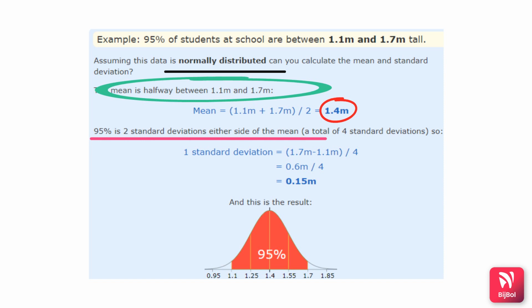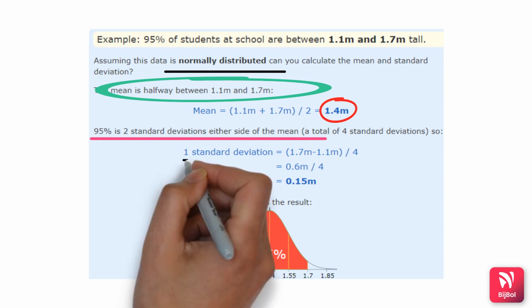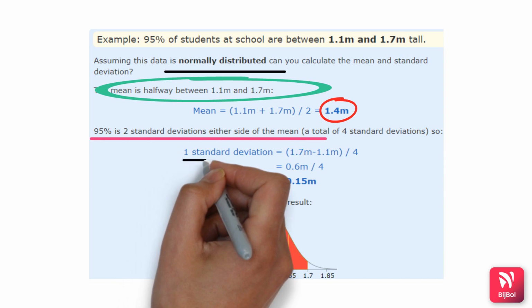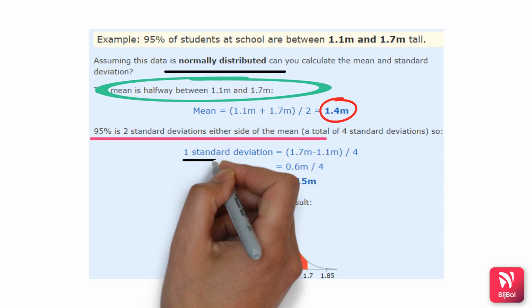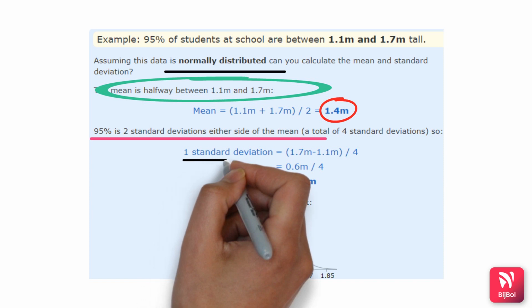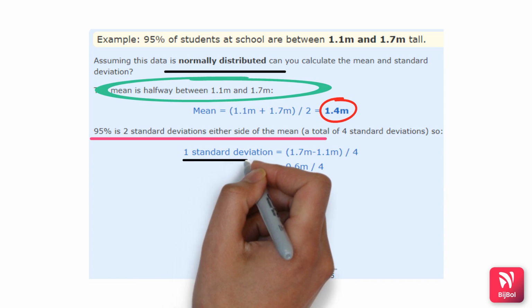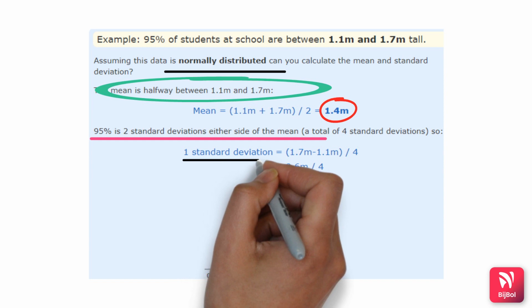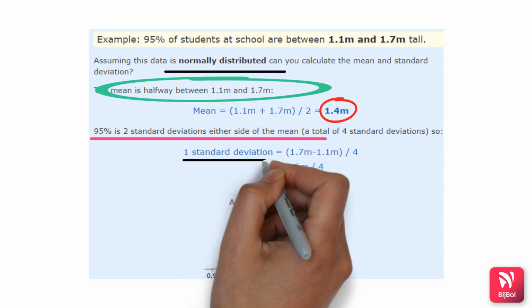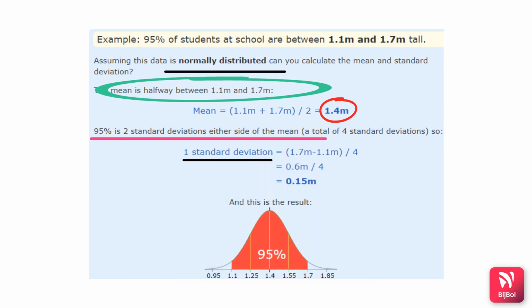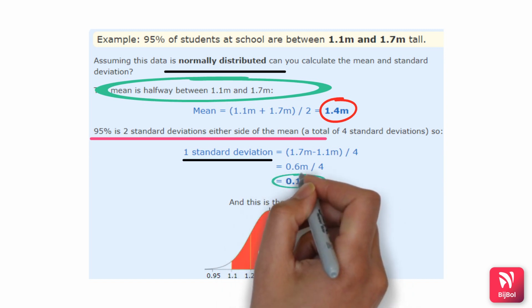So what do you understand by 95% of the students? That means 95% of the children lie between these standard deviations. Now we need to calculate one standard deviation. How do you do it? The highest value is 1.7 and the lowest value is 1.1, that is, it ranges from 1.1 to 1.7. You take 1.7 minus 1.1 divided by 4, because there are 4 standard deviations and you want the value for one standard deviation. When you calculate that, you get a value of around 0.15 meter.